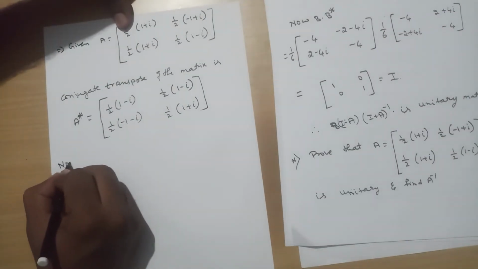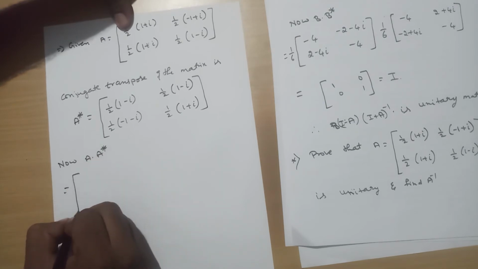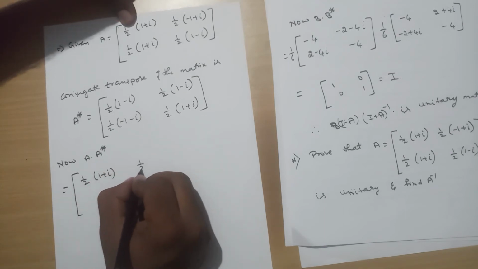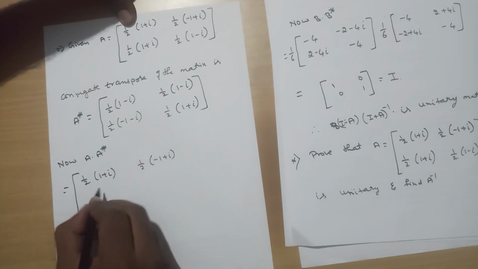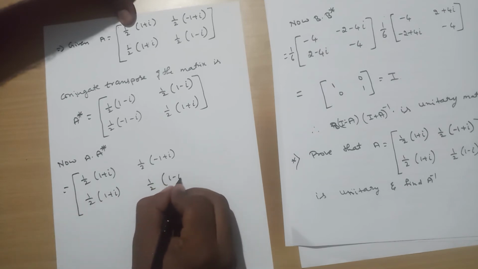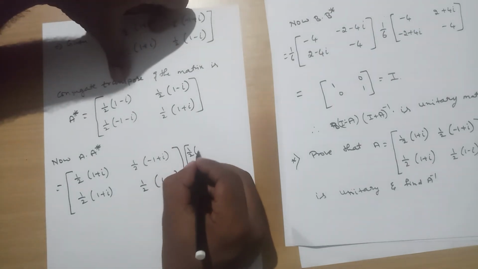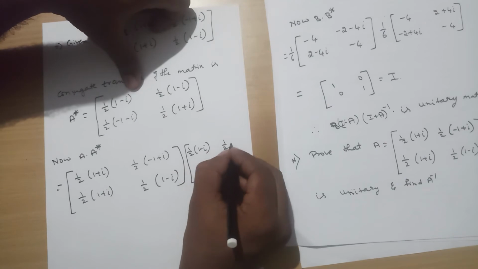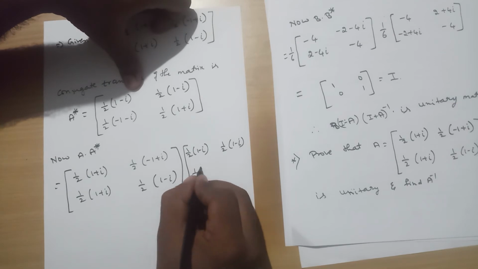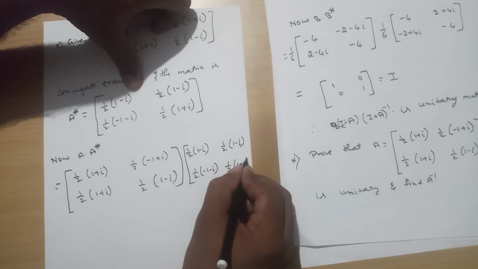Now you have to take A into A star. A matrix is 1/2 into (1 plus i), 1/2 times (-1 plus i), 1/2 into (1 plus i), 1/2 into (1 minus i). So A star matrix is 1/2 into (1 minus i), 1/2 into (1 minus i), and here 1/2 into (-1 minus i), and 1/2 into (1 plus i).